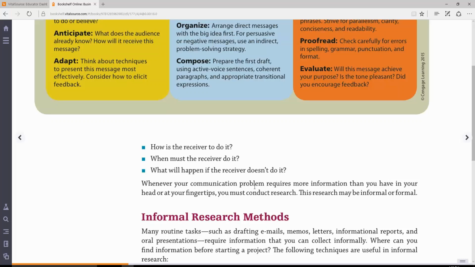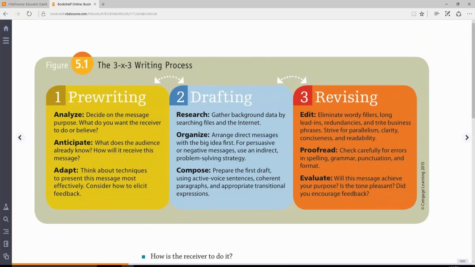Whenever your communication problem requires more information than you have in your head or at your fingertips, you must conduct research. This research may be informal or formal, so there are 2 different types. 3x3 writing process, remember we had something similar in chapter 4, but this is regarding research. Decide on the message purpose. Okay, why are you doing it?